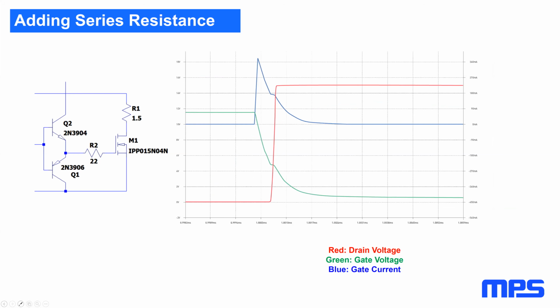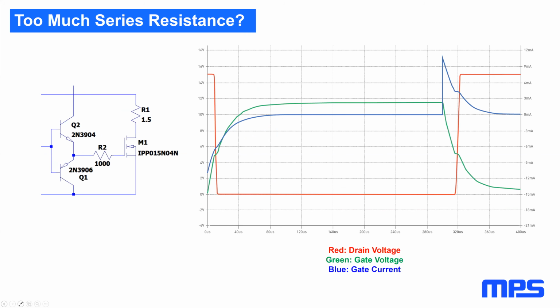Here's what turn off looks like with the same driver. Again, it's pretty similar to turn on, but it's in the opposite direction. So what happens if we increase the gate resistor to the extreme, put a big resistor there? Here's what happens, same circuit with a 1K resistor in the gate.